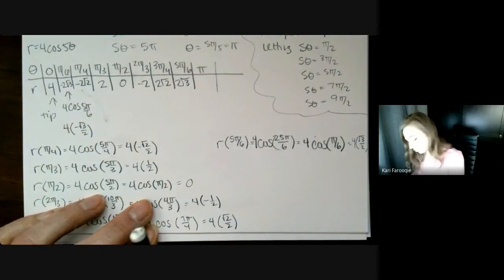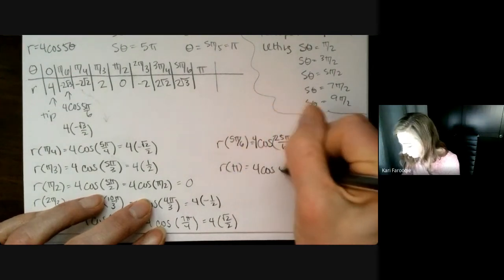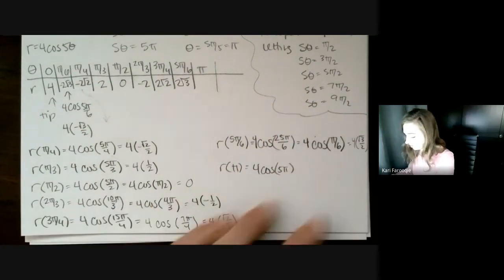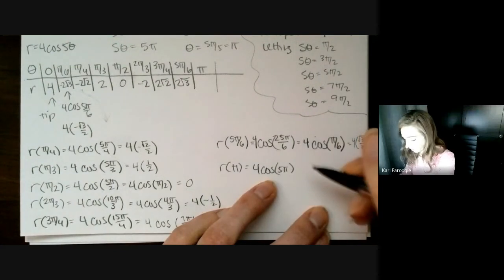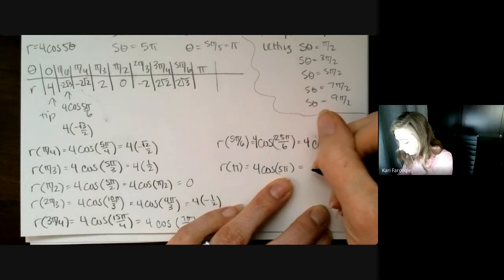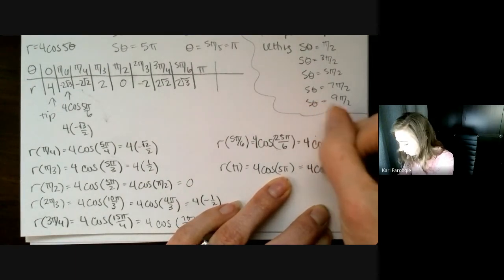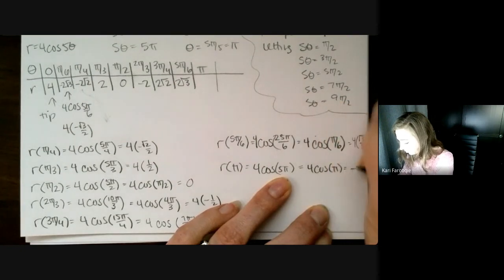And that gets us back to pi. R of pi is 4 times the cosine of 5 pi. The cosine of 5 pi, remember, you're looking for a coterminal angle. Take off 2 pi, that gets you to 3 pi. Take off another 2 pi, that gets you to pi. And that gets you to negative 4.